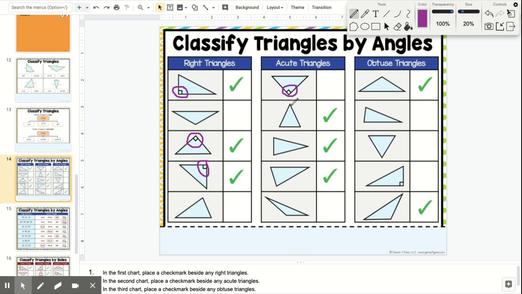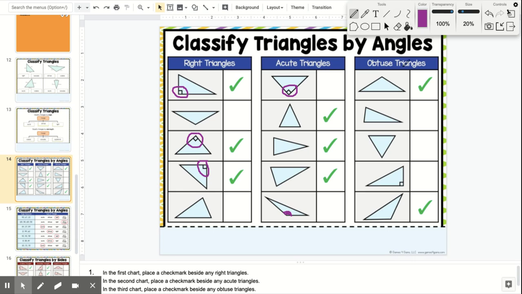You know it's going to be a right angle if you see the box. Just sometimes it's hard to tell if it's acute or obtuse. Okay, you just got to look really closely. Here on this bottom one, you can tell that this bottom angle was obtuse. That's a bigger opening. It's bigger than a right angle.